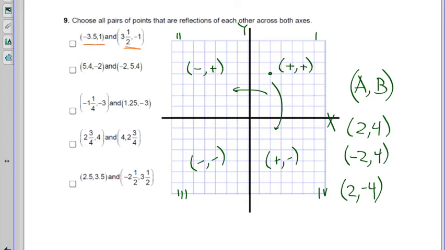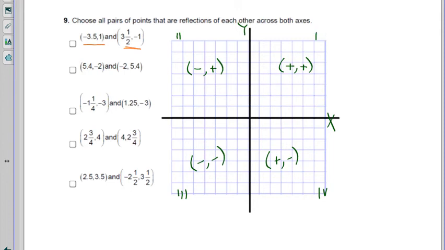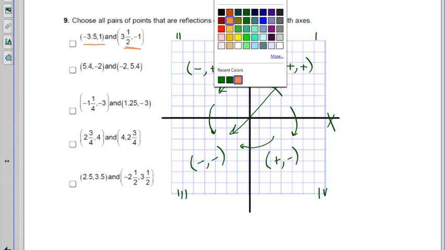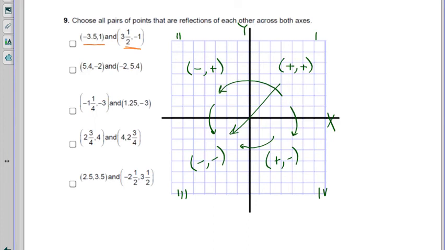Now if I go across both axes, if I cross two axes, say I started here, I could either go here and then here, or I could go here and then here. Either way, I end up moving diagonally. If I cross two axes from quadrant 1, I end up in quadrant 3. Likewise, if I start in quadrant 2 and I go across two axes, I end up in quadrant 4. So flipping over both axes sends me diagonally.